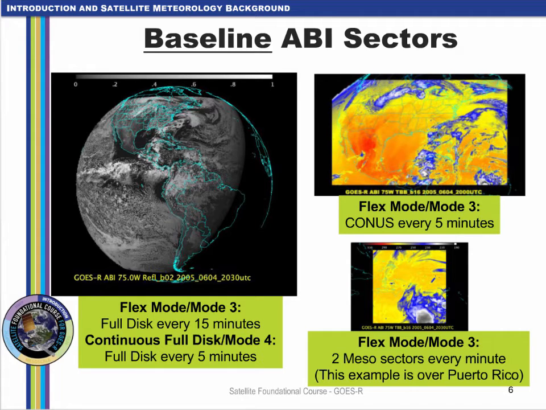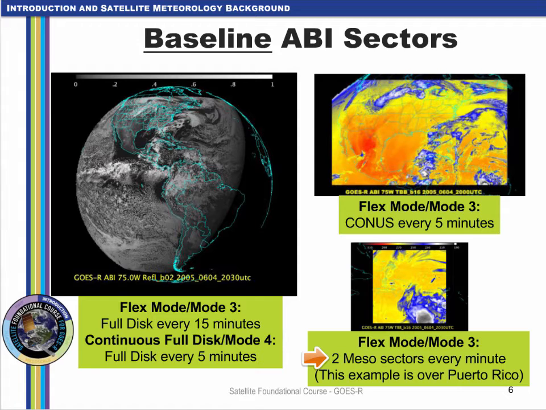The most likely default mode is Mode 3, however, where 1 full disk image is scanned, 3 CONUS sectors are scanned, and 30 30-second mesoscale sectors are scanned every 15 minutes. Those 2 mesoscale sectors could be split in 2 locations, so you'd get 2 separate views with 1-minute imagery during the 15 minutes.